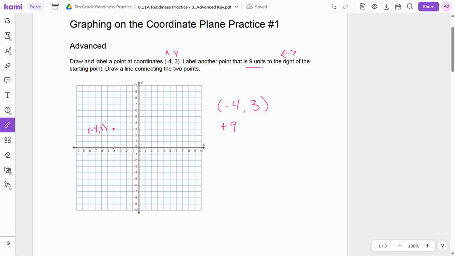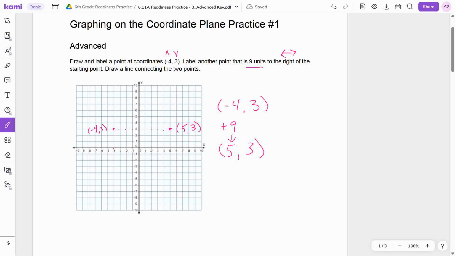So you can think of -4 plus 9. It's the same as 9 minus 4, so that's going to end up being +5. And then I'm still maintaining that 3 as my y value. So I'm going to go over 9: 1, 2, 3, 4, 5, 6, 7, 8, 9. I've got my x value of 5 and my y value of 3.